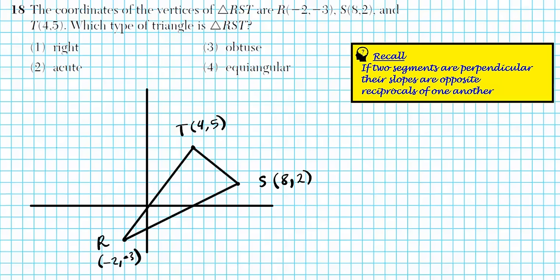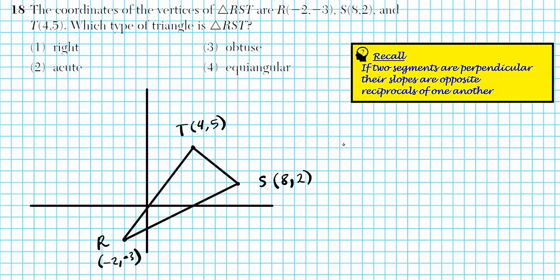Okay, now something you want to recall in terms of determining the perpendicularity of 2 segments is that if 2 segments are perpendicular, then their slopes are opposite reciprocals of each other. So if RT is perpendicular to TS, the slope of RT must be the negative reciprocal of the slope of TS. Let's go ahead and find the slopes of these 2 segments and see if they're in fact perpendicular. If they are, then this is 90 degrees, and our answer will be option number 1.